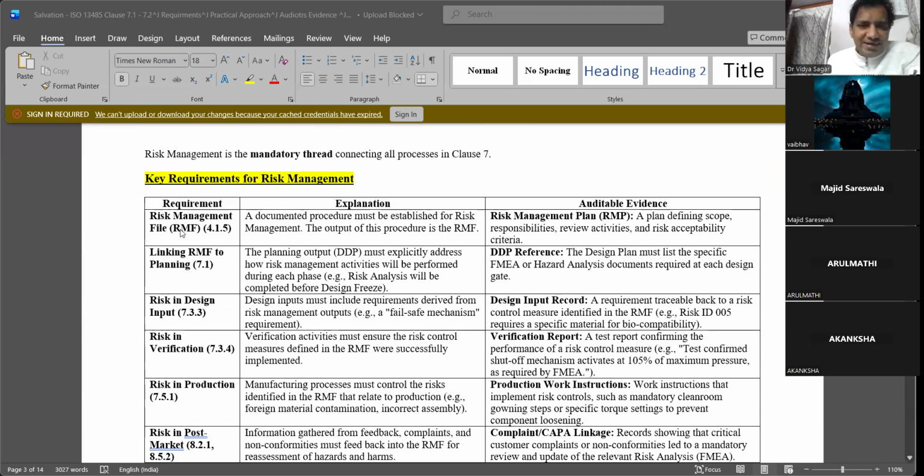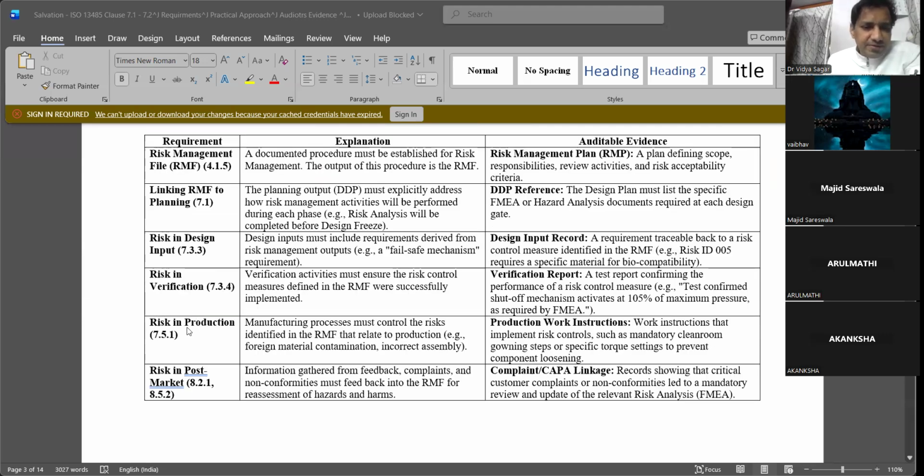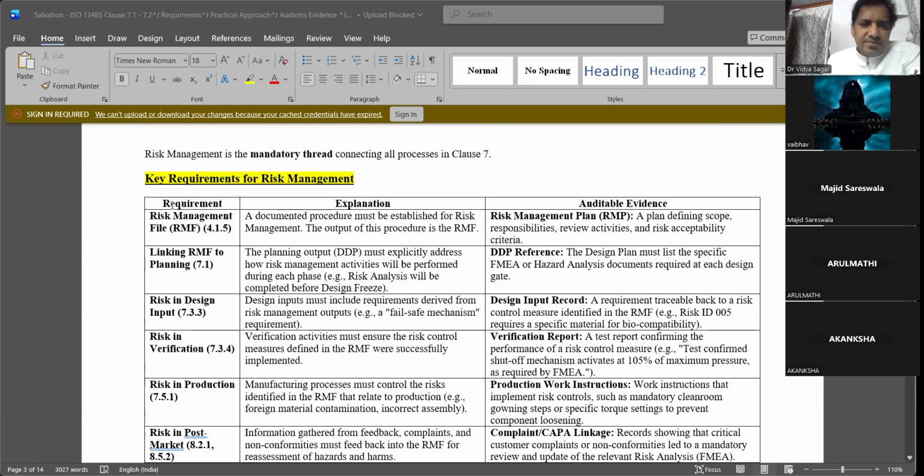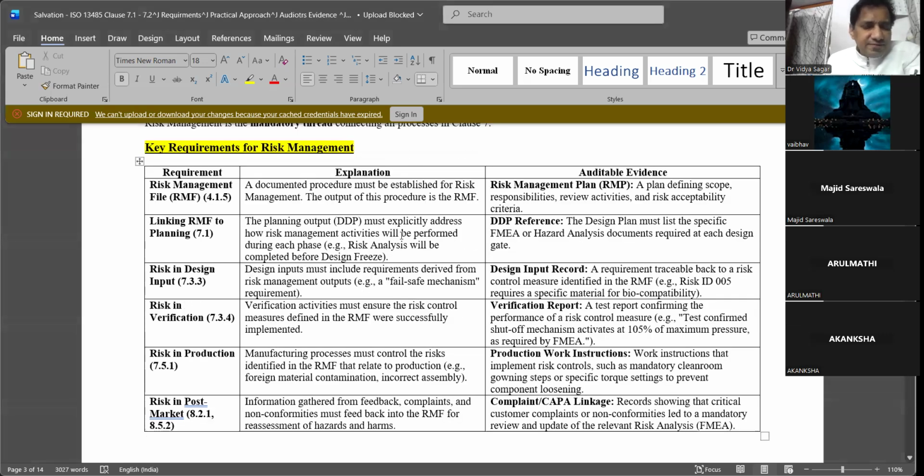So, adding the risk management file into all these clauses, linking the risk management file to planning, to design, to your verification, to your production, and risk in post market also. This is 8.2.1. Production is 7.5.1. Verification and validation in design is 7.3. Planning is 7.1. Suppose you show this document, just this table, showing how you have added your data or your activities, subclause by subclause, to risk management.